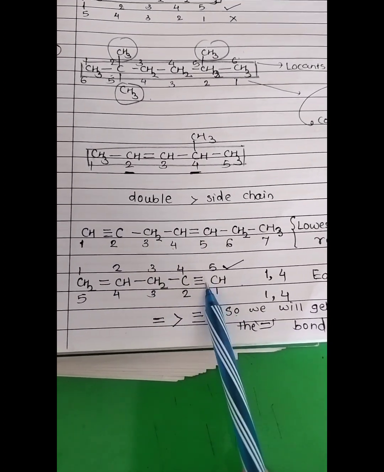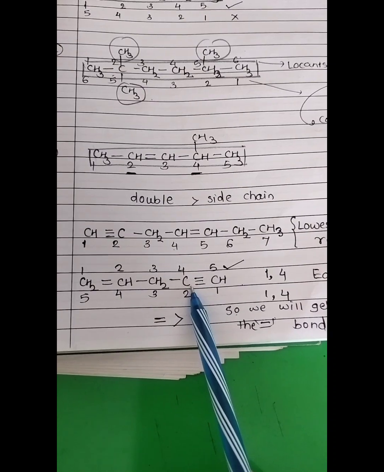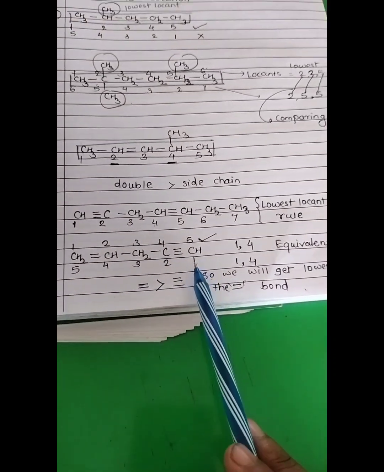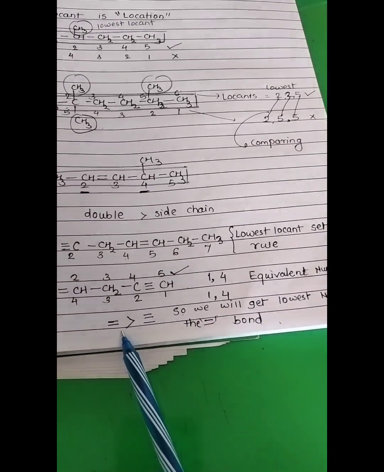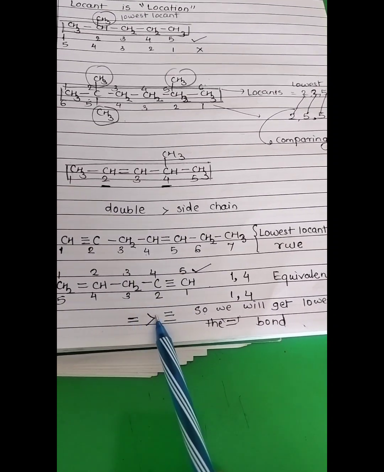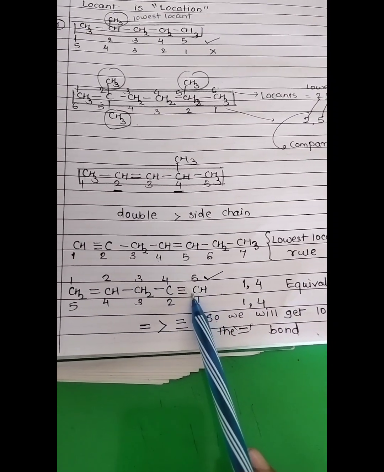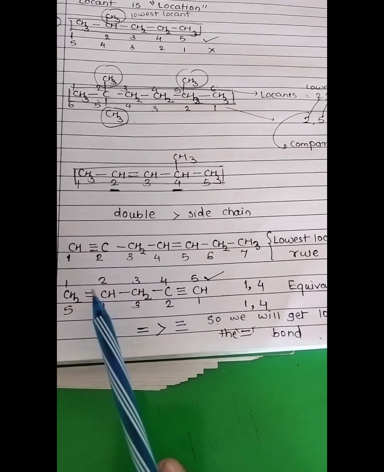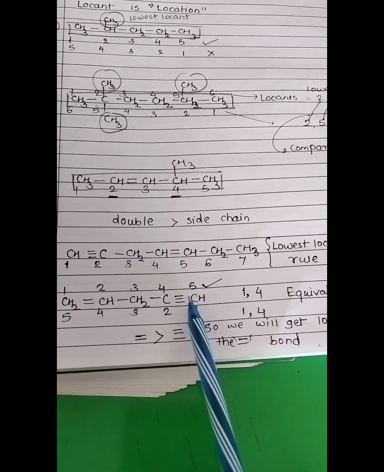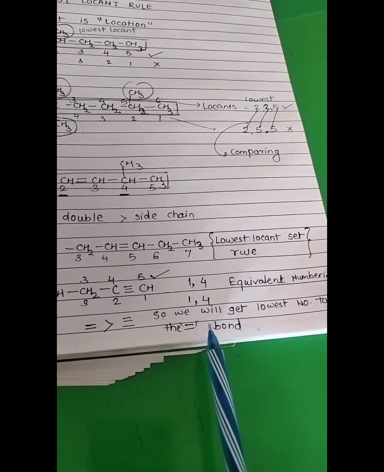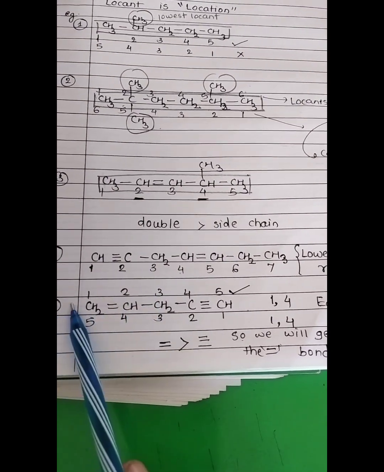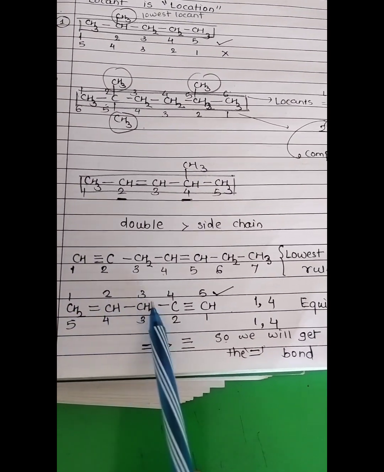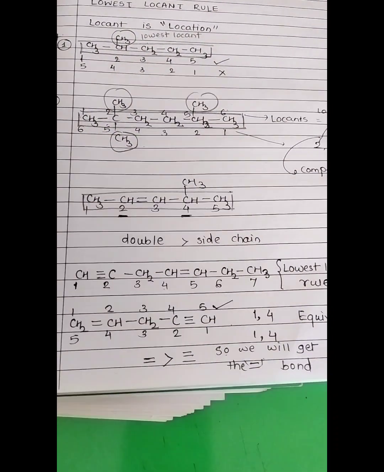And another example, here double bond is also present and triple bond is also present. But in this case we use the equivalent numbering rule. In this case the double bond gets more priority than the triple bond, or the double bond gets the first priority, then the triple bond. So we will get the lowest number to the double bond in this case. So obviously numbering on the left side 1 2 3 4 5, this numbering is correct.